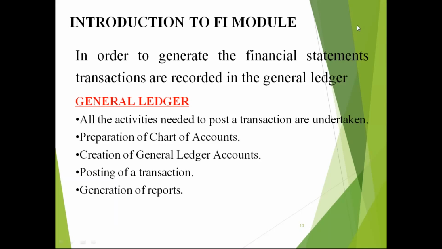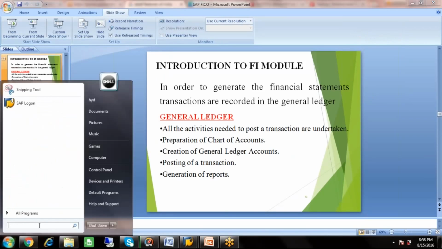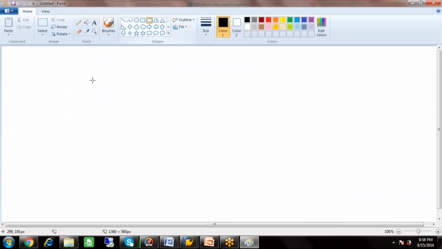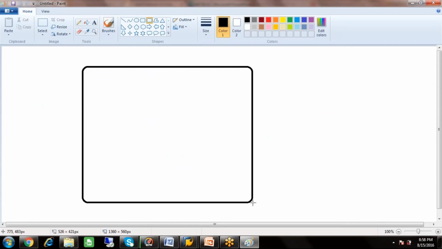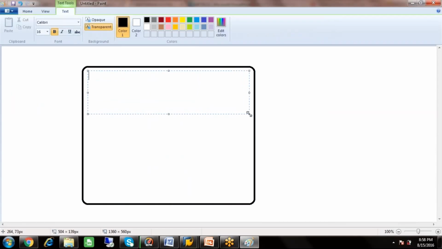Now let me take you to an MS Paint document so that things will be a little more clear there. I said that my objective here is to post a transaction. Let us say I would like to record a very simple transaction, something like this: salary account being debited and bank account being credited. But how can I record this transaction in SAP directly? I cannot post this directly. There are some background activities which I'm supposed to do.